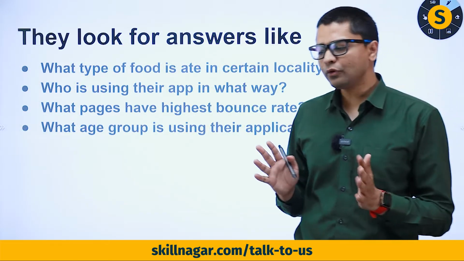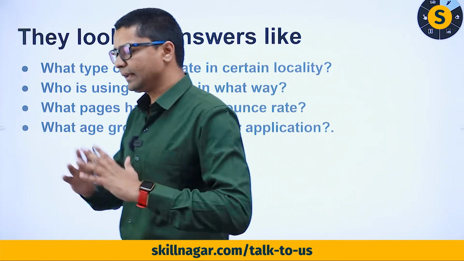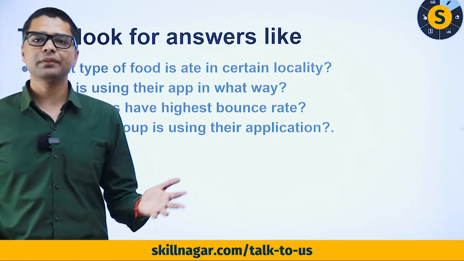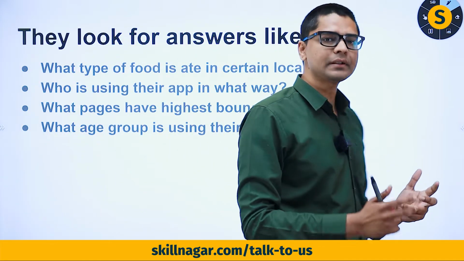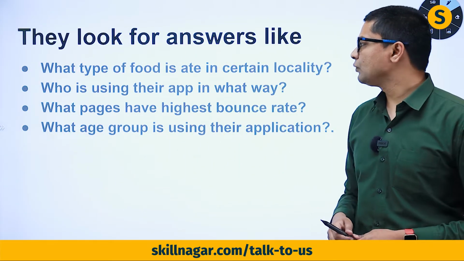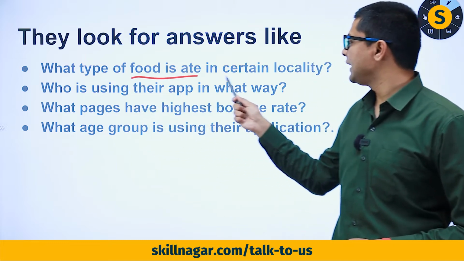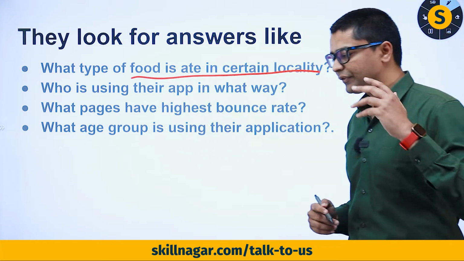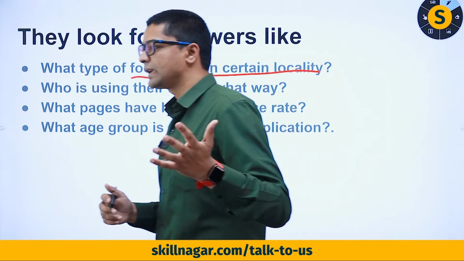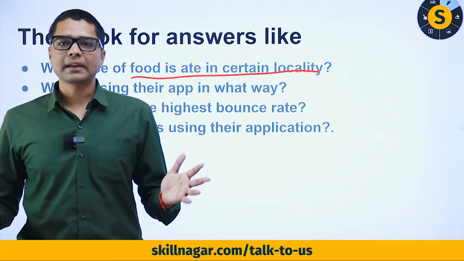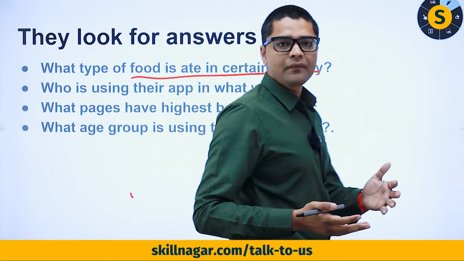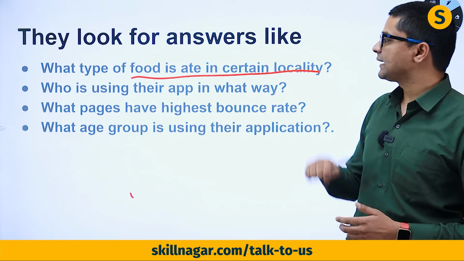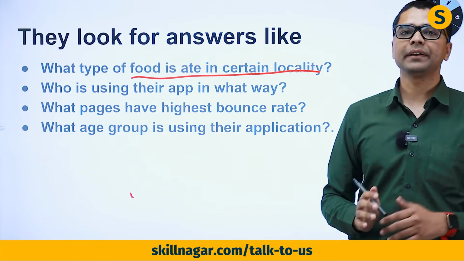Okay, now let's try to understand, is this only the graph which we have to convert, or are we looking for some sort of different answer? So I'll give a very simple example of what kind of answers companies are looking for. They are looking for, like, what type of food is eaten in a certain locality. Let's say you are working in Zomato or Swiggy, and you're running a campaign. You have to understand what kind of promotion we should run. As a data scientist you can analyze that and give the decision: this is what we are supposed to do.